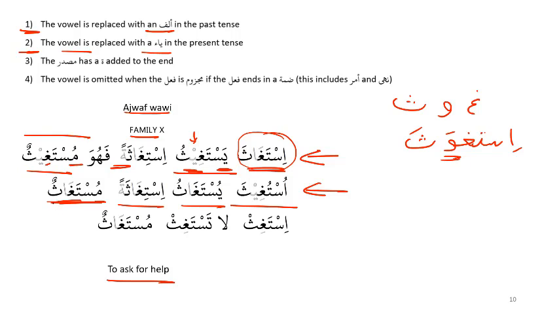Mustaghathun, the passive participle. What's the Arabic term for this? If this is ism fa'il, what is this? Ism maf'ul, right? Mustaghithun is the fa'il, the person who is asking or doing this action, and mustaghathu is the object, or the maf'ul.